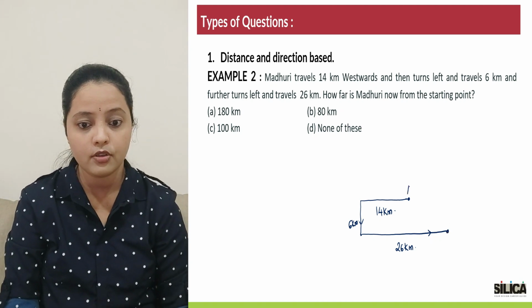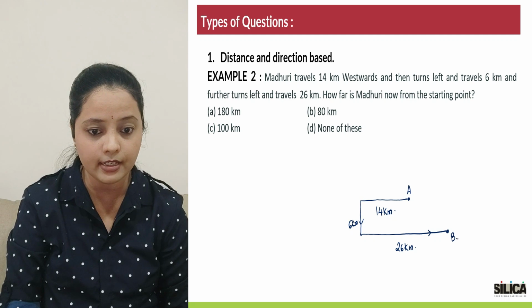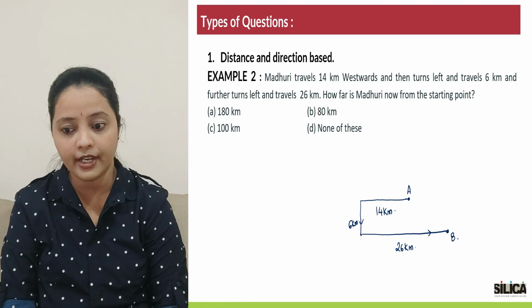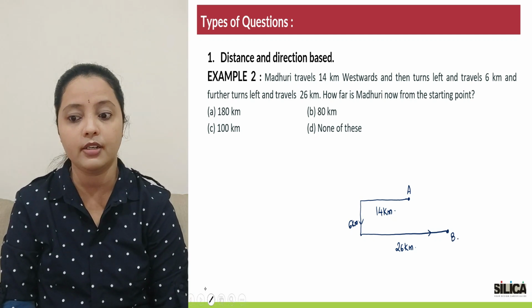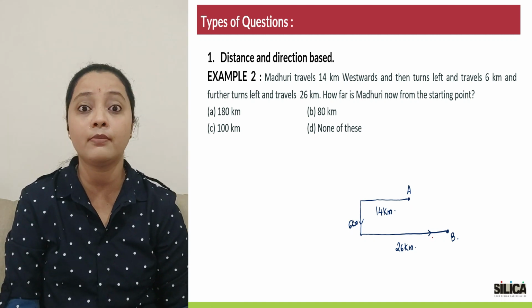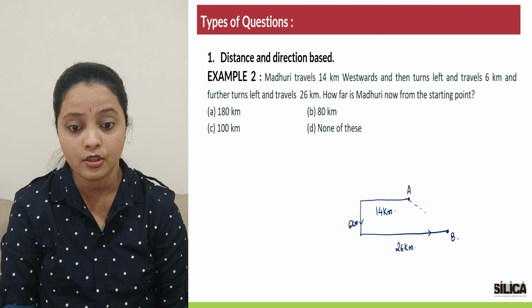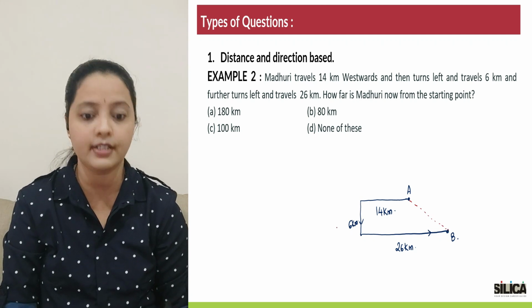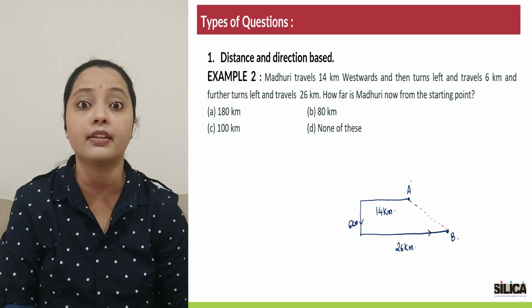She stops here. So this is our point A and this is our point B. And we need to find how far is she from her starting location. Now what do you see? Are the points A and B in a straight line? Obviously not. So when I'm joining them to find the distance, I'll have to use Pythagoras theorem.